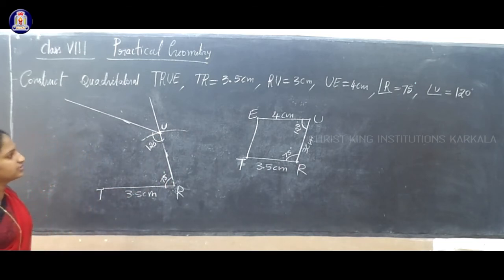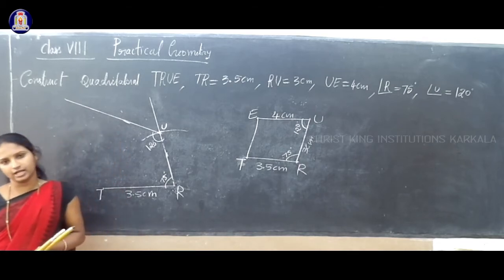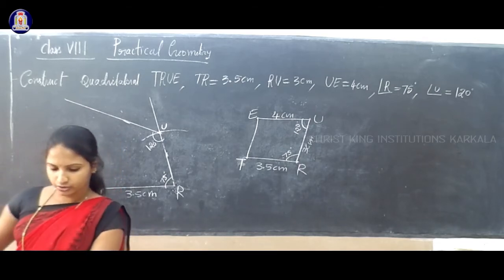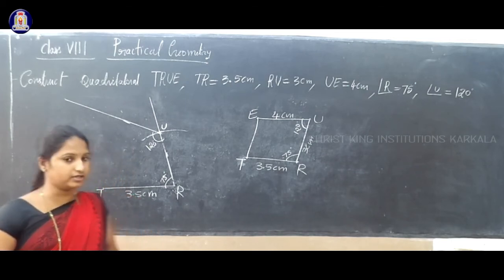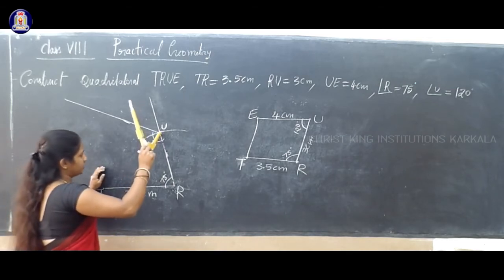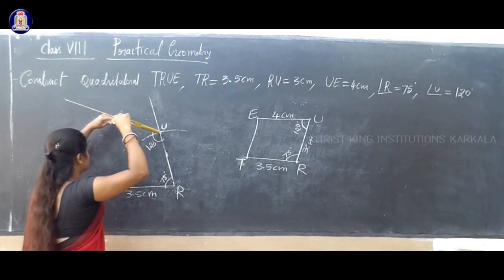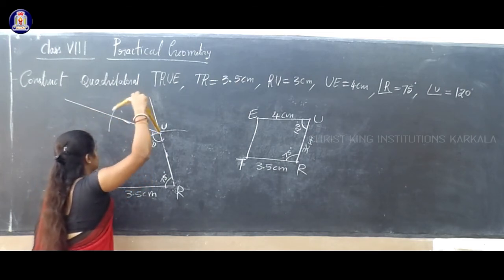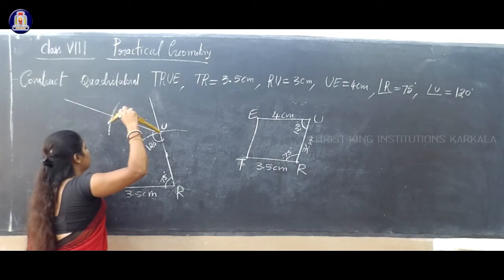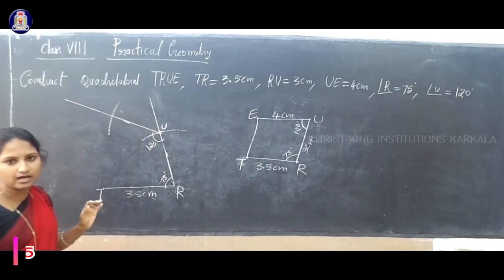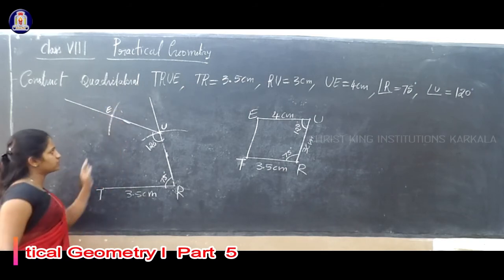Next the length of side UE is given. That is 4 centimeter. So now measure 4 centimeter in compass. See, U is a point and you know UE is 4 centimeter. Then you have to draw an arc. This arc will cut the previously drawn line at one point. That point is E.